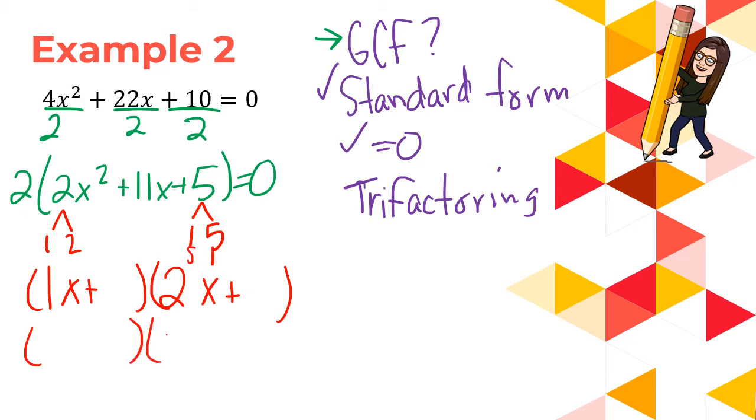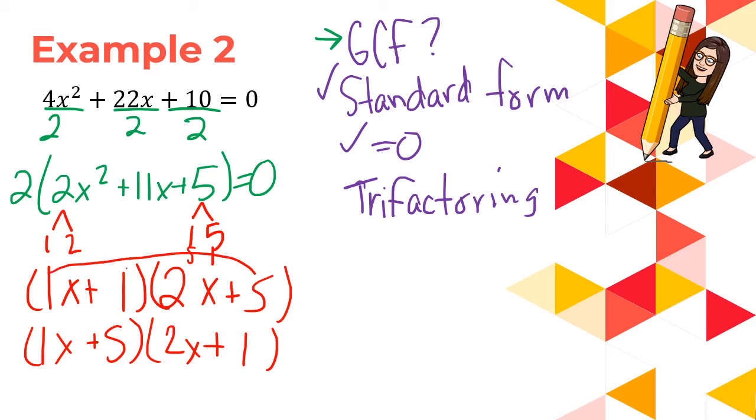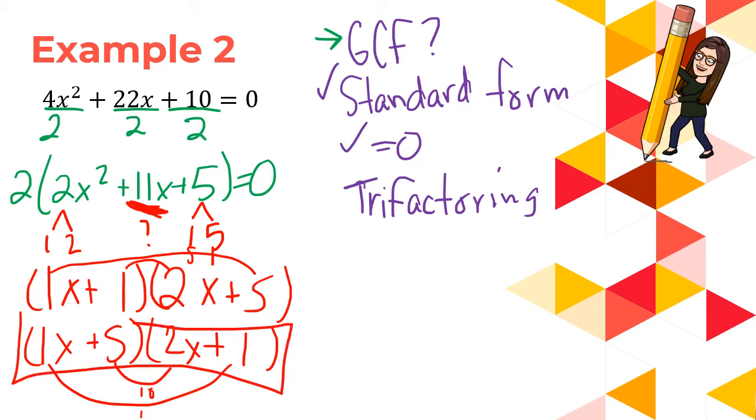So when I say guess and check, you could even write it out, right? You could write a 1 and a 5, and you could write a 5 and a 1, and you could tell me which one's right. So if I look, my outer's 5, my inner's 2. Is 5 and 2 going to get me to 11? No. Let's look at the bottom one. 1 and 1's 1. 5 and 2 is 10. Is a 1 and a 10 going to get me to 11? Yes, it is.